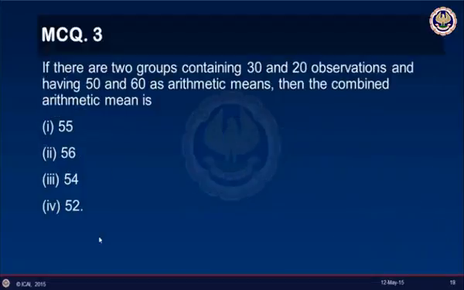Now let us look at MCQ number 3. If there are two groups containing 30 and 20 observations and having arithmetic means of 50 and 60, then the combined arithmetic mean is?